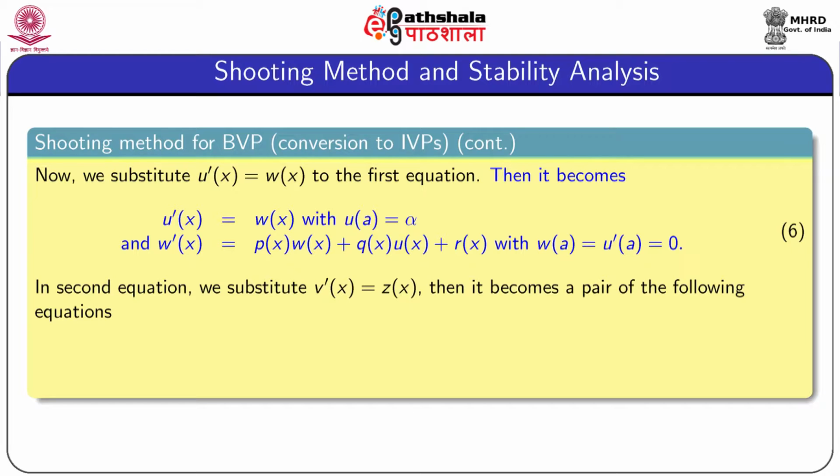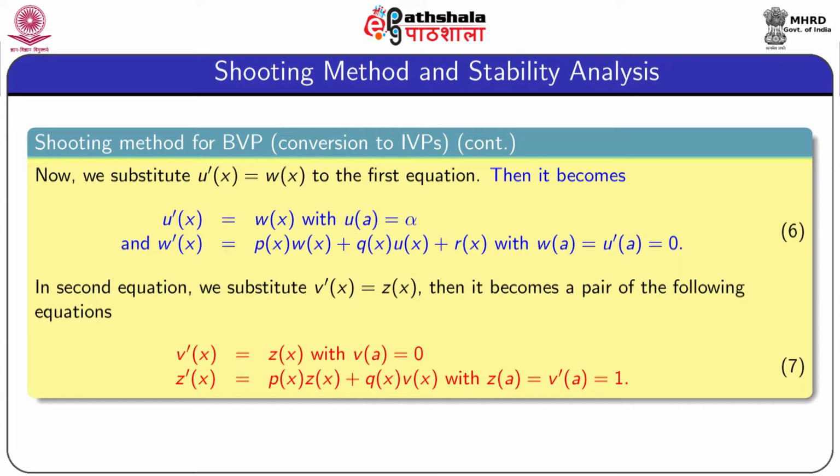The second equation is converted into a pair of first order linear differential equations by substituting v prime x equal to z(x). Then v prime x equal to z(x) with the initial condition v(a) equal to 0, and the second equation is z prime x equal to p(x) into z(x) plus q of x into v of x with the condition z(a) equal to v prime a equal to 1. So, equations 6 and 7 are two pairs of first order initial value problems, which come from the two second order initial value problems.